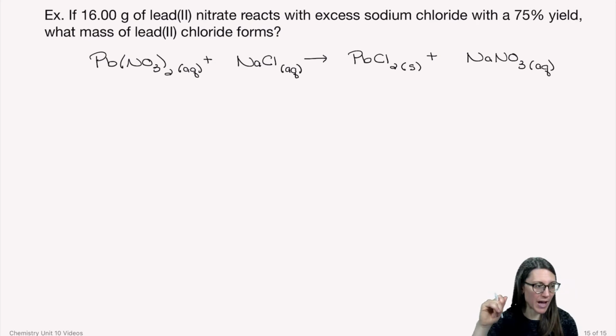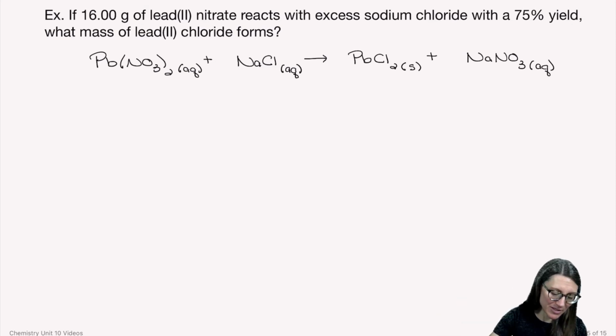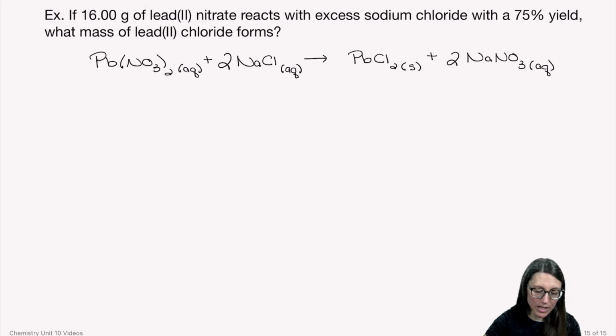So in this problem, I have 16 grams of lead(II) nitrate reacting with excess sodium chloride, and this reaction occurs with a 75% yield. So I already know what my percent yield is on the outset. The question this time is, what's the actual mass of lead(II) chloride that's going to form? Well, of course, we have to start with a balanced chemical equation. So we've got an equation written here for the double replacement reaction of the lead(II) nitrate with the sodium chloride to form the lead chloride and the sodium nitrate.